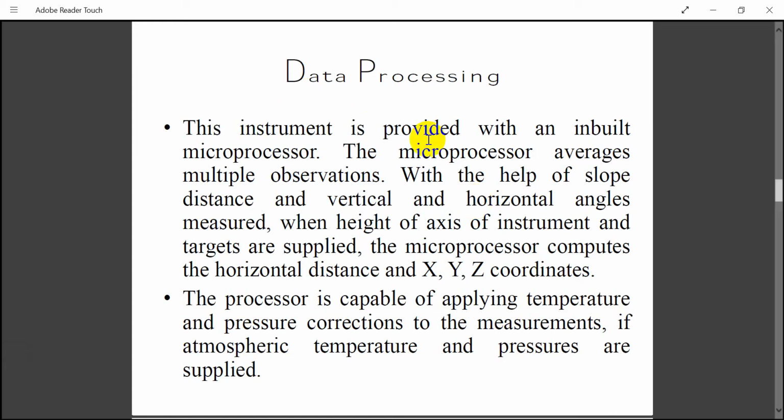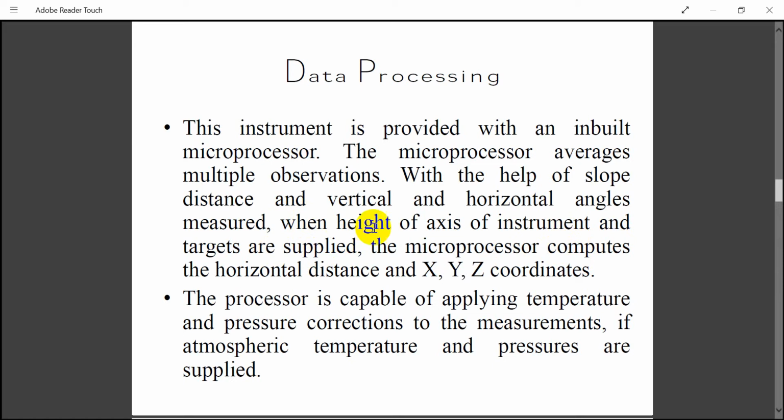The instrument is provided with an inbuilt microprocessor. The microprocessor averages multiple observations with the help of the slope distance and the vertical and horizontal angles measured. When the height of the axis of the instrument and the targets are supplied, the microprocessor computes the horizontal distance and xyz coordinates also. You need not do manual calculations. If you know the height of the instrument axis, the sloping distance and the vertical angle, it automatically calculates the horizontal distance also.